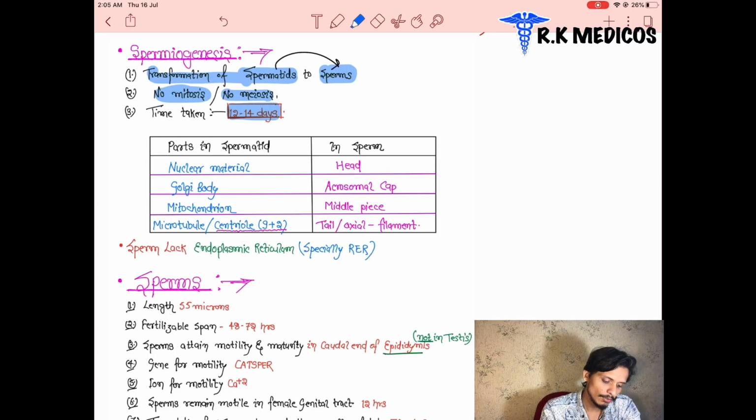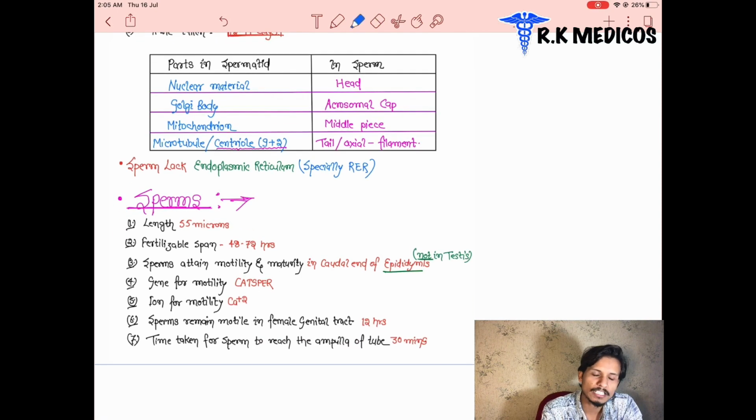Next point, what are the parts of a sperm, and what is invaded inside the sperm during spermiogenesis? Already told you. In the head, what is present? Nuclear material is situated in the head. In the acrosomal cap, there are Golgi bodies. In the middle piece, there are mitochondria. In the tail, there are microtubules and centrioles. We can say like this.